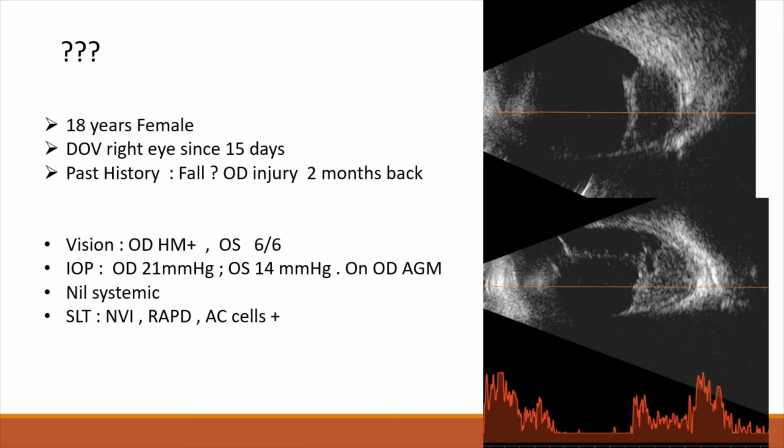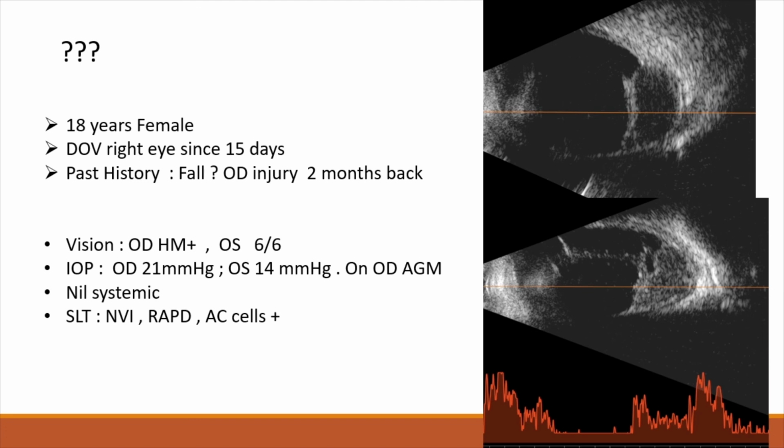Another case, an 18-year-old female presented with diminution of vision in the right eye since 15 days. She was giving a vague history that she had an injury in the right eye 2 months back. When she presented to us, right eye visual acuity was hand movements and left eye 6/6. IOP was 21 mm of mercury in the right eye and 14 mm of mercury in the left eye, and she was on topical anti-glaucoma medication. No systemic history, and on slit-lamp examination, we could see that she had NBI, RAPD, and anterior chamber reaction. So this is an ultrasound scan.